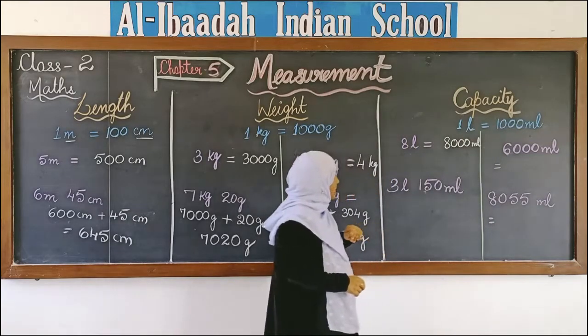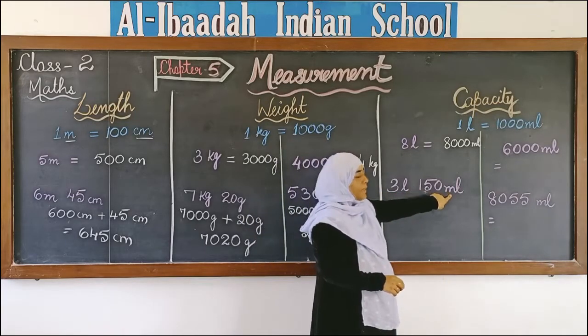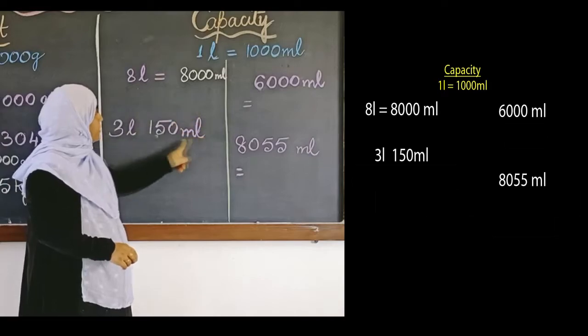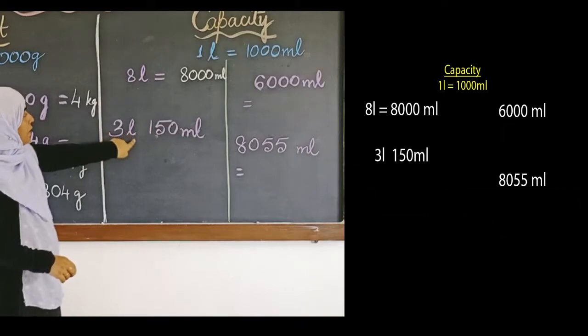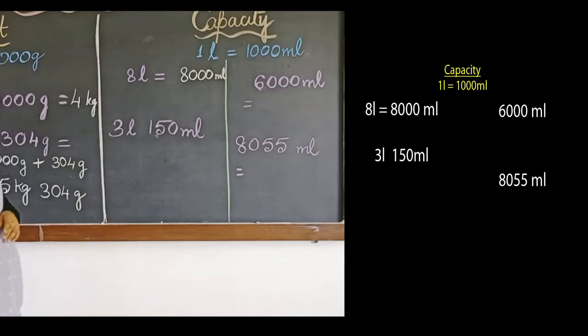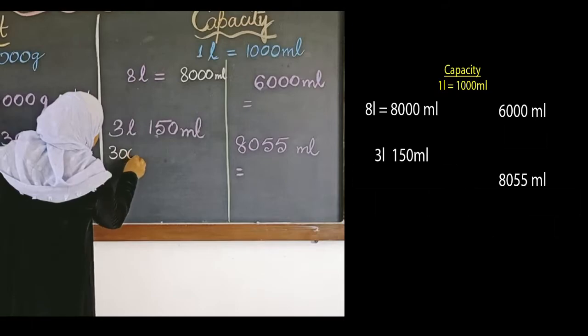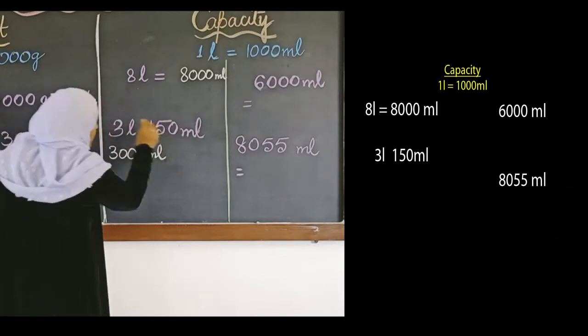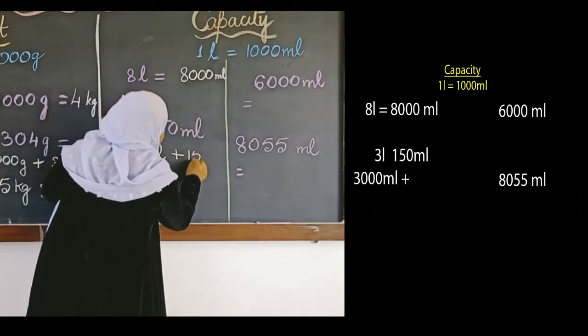Fine. The next example that I have here is 3 liters 150 milliliters. Now 150 is already in milliliters, so we don't have to convert this, we only have to convert 3 liters to milliliters. So 3 liters means how many milliliters? 1 liter is 1000, 2 liters will be 2000. So 3 liters will be 3000 milliliters. Plus we have 150 milliliters.